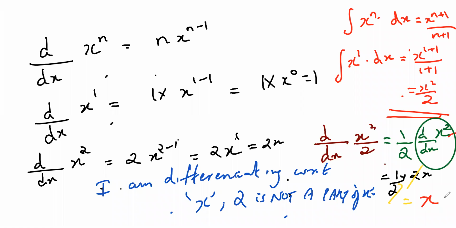So this x is nothing but this same thing. When I integrated this x, I got x square by 2. And when I differentiated this thing, I got the question itself. So that's the reason they say integration is the reverse of differentiation.